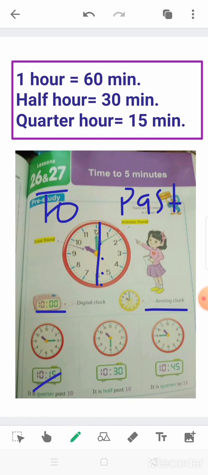I will write it in English. We make a cross. 15 means what? 15 means quarter hour. Quarter hour is 15 minutes. So I will write quarter. Quarter past. It's in the past part. Okay? So it's quarter past 10.